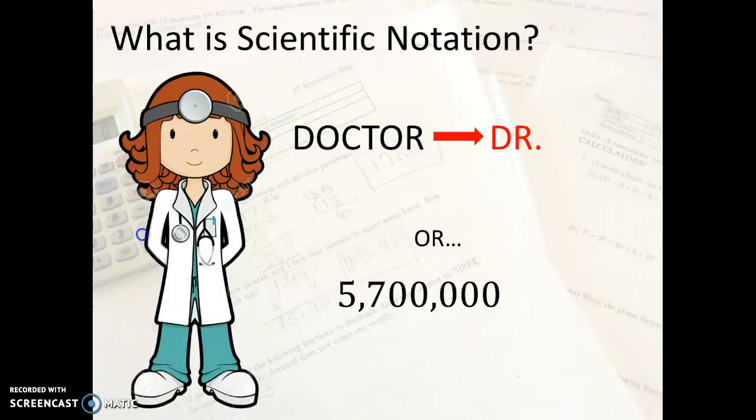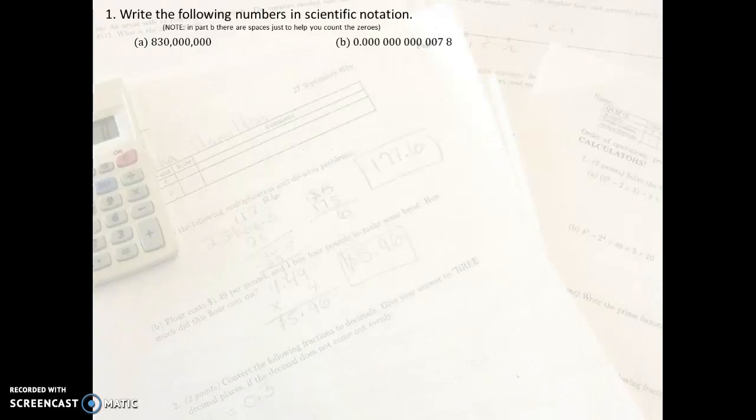5,700,000. Well, the 57 turns into 5.7, and the 6 represents the fact there's 6 places. Now, notice I didn't say 6 zeros. It's 6 places. How come that's important? Because when you look at the homework, it's somewhat similar. You're not always counting zeros.